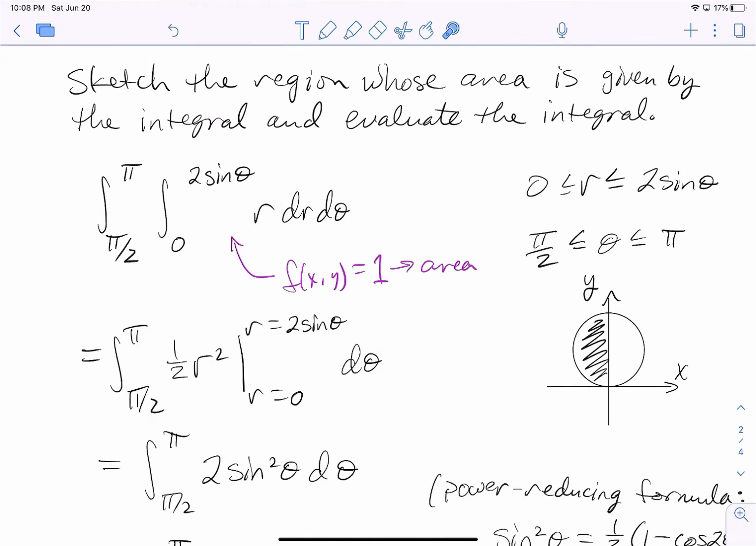After integrating with respect to r, we have the integral from pi over 2 to pi of 1/2 r squared, and we're going to replace r by 2 sine theta and by 0, take the difference using the fundamental theorem of calculus part 2, times d theta. Putting 2 times the sine of theta in place of r and then reducing by 1/2 because we have the factor of 1/2, we get the integral from pi over 2 to pi of 2 times the sine squared of theta d theta, because plugging 0 in place of r zeroes out that term.